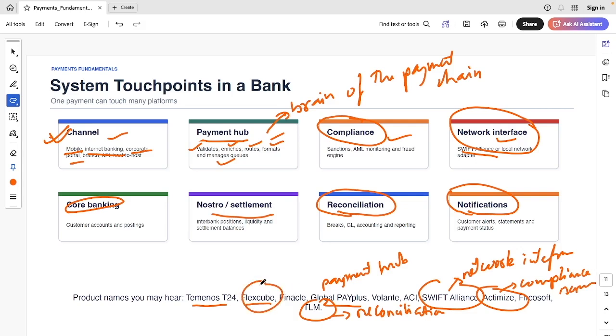Flex Cube is used for your core banking. Similar kinds of products are available in the market, and most of the banks use them. These are some products which actually have the higher market share in those areas.